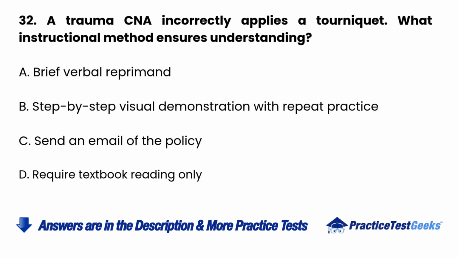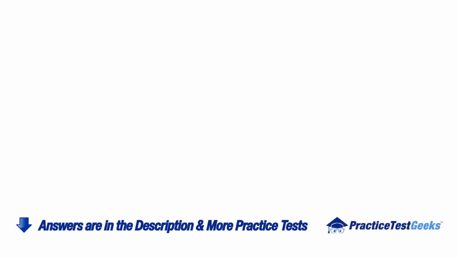32. A trauma CNA incorrectly applies a tourniquet. What instructional method ensures understanding? A. Brief verbal reprimand. B. Step-by-step visual demonstration with repeat practice. C. Send an email of the policy. D. Require textbook reading only.